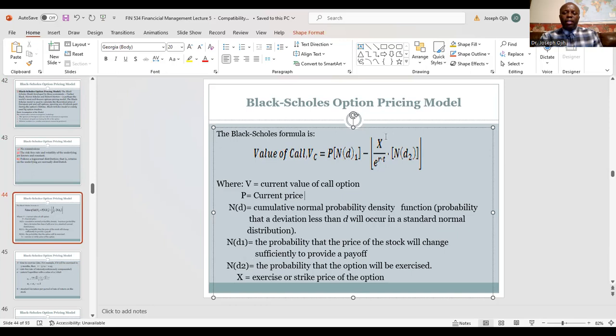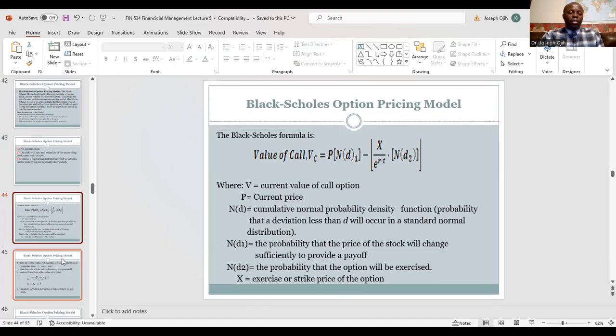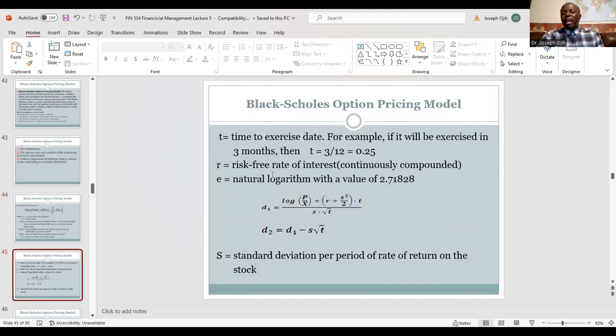Then X here is the strike price, that means the price at which the option can be exercised. So we are left with e and RT. Let's look at the T. T just means the time for when the option will be exercised, that's the expiry date. When I say exercise, it's either to buy or sell. For example, there are 12 months in a year. If the option is exercised in 3 months, the time will be 3 out of the 12 months, which is 0.25.